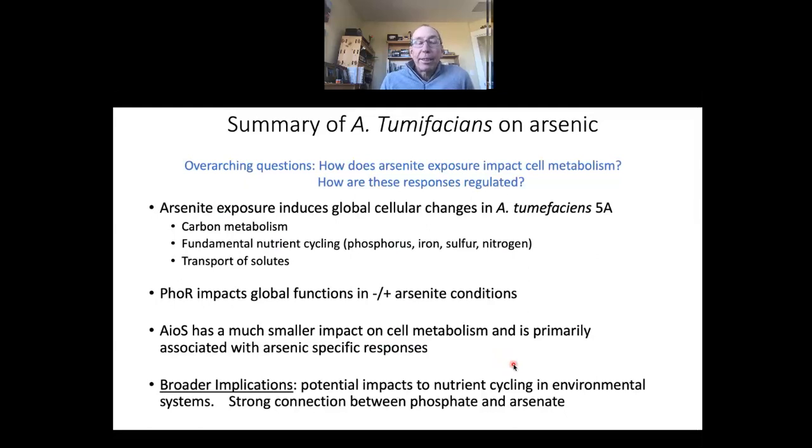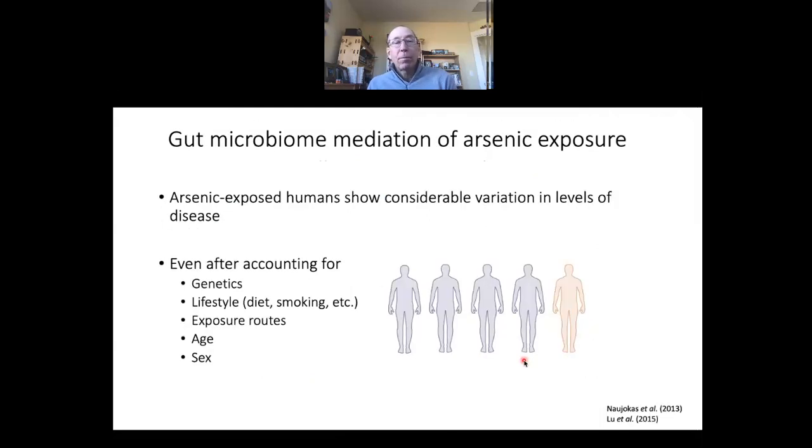impacts of nutrient cycling in environmental systems, because microbes are the predominant factor essentially determining the speciation of arsenic in the environment, meaning whether it will be arsenite or arsenate. And there is clearly a strong connection between phosphate and arsenate. Now, microbes can convert arsenic between these different forms of the metal, but what happens in humans?